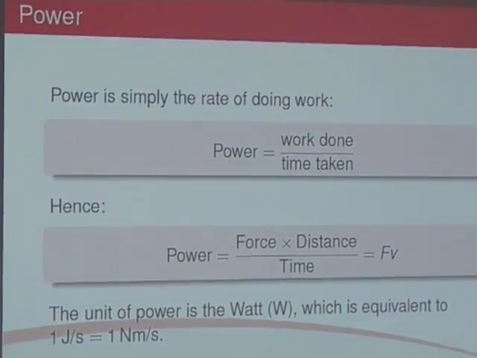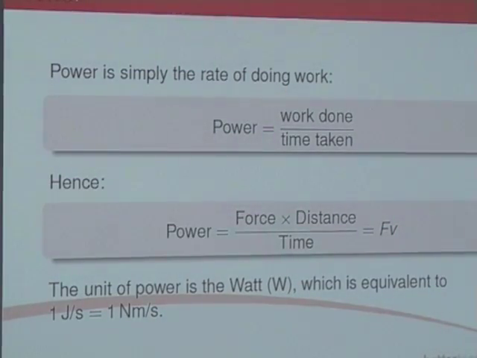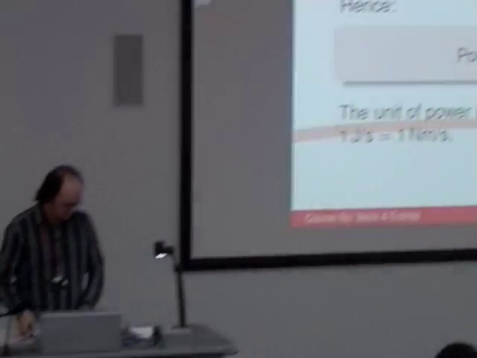And the unit for power, you may have heard, is the watt, or kilowatts. 1 joule per second is 1 watt, which also equals 1 Newton meter per second as well. So that's power. Now, I do have an example for this. It's on page 89 in your notes.